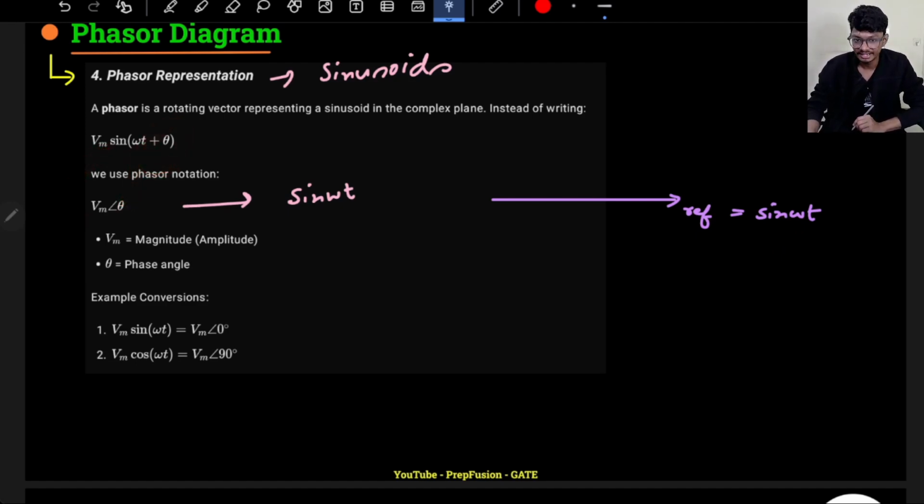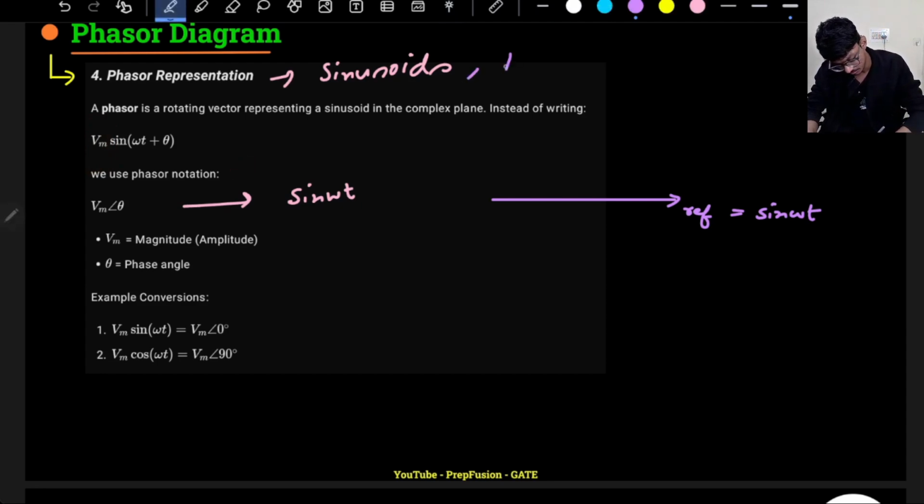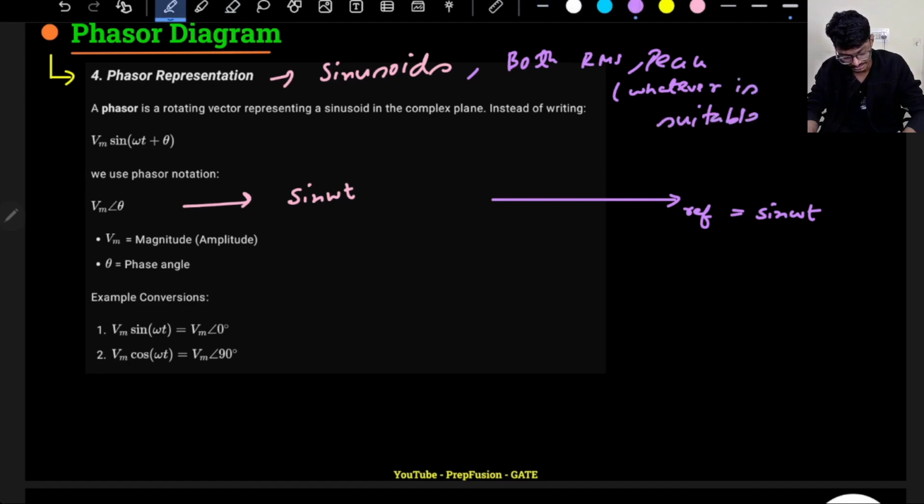Now many students will have a doubt, if they know about this, whether I need to write this as RMS or peak. If you know about RMS and peak; if you don't, ignore this portion. For those students, what I will say is you can write both in RMS and peak, whatever is suitable for you. This is a freedom to you, that you can choose whatever you like.